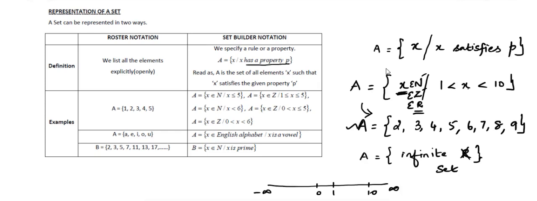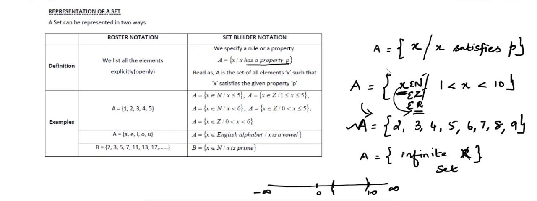That is, if I am telling you x belongs to R, you cannot perfectly write all the elements, but the set is very well defined. That set is this interval. In this case, if I am saying x belongs to R, x means elements. The elements belong to real numbers, and at the same time that element must satisfy this limit. That is, that element must be greater than 1 and it must be less than 10. That is what they mean.